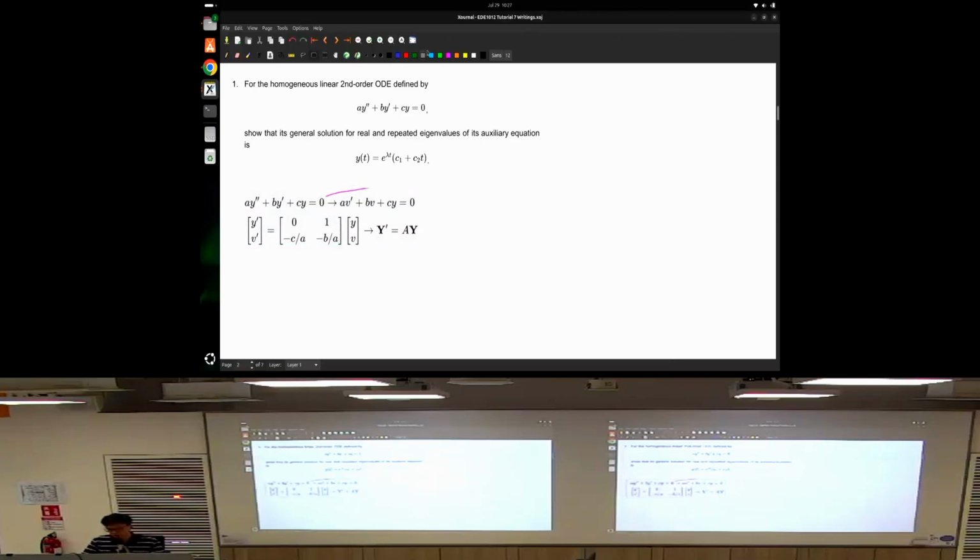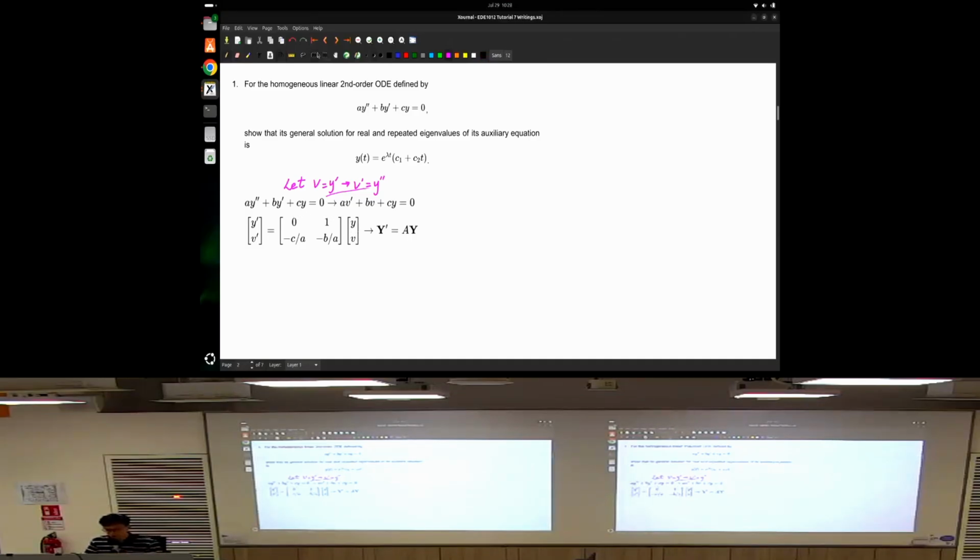So this one we discussed before, right? If you let v equal y prime, such that v prime equals y prime prime, then y prime prime becomes v prime, y prime here is v, and the cy you just let it be. Which means this is a first order ODE involving v and y. So your first ODE is v equals y prime, therefore y prime equals 0 times y plus 1 times v.